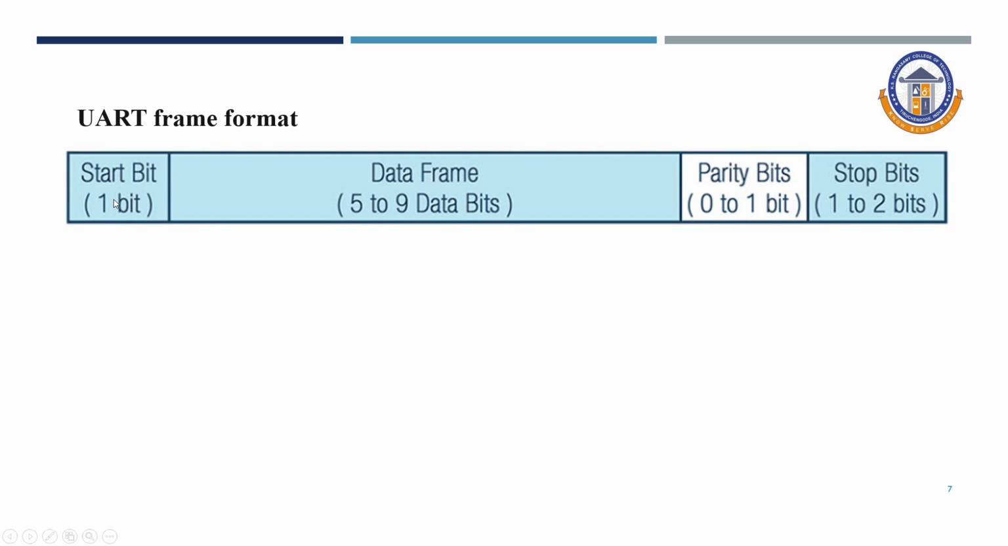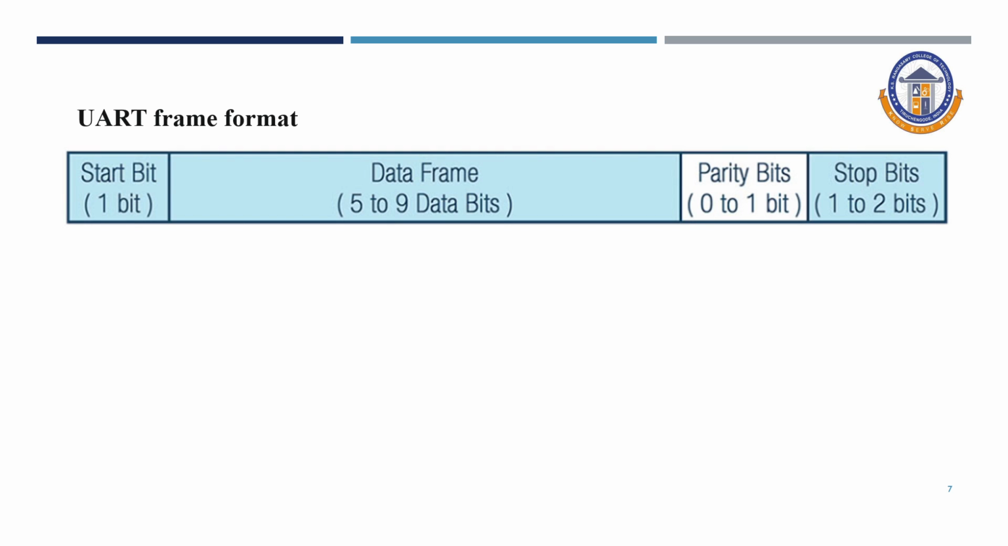To start the transfer of the data, the transmitting UART pulls the transmission line from high to low for one clock cycle. Similarly, when the receiving UART detects the high to low voltage transition, it begins reading the bits of the data frame at the frequency of the baud rate. As you know, the data frame contains the actual data being transferred. It can be 5 bits or up to 9 bits long.